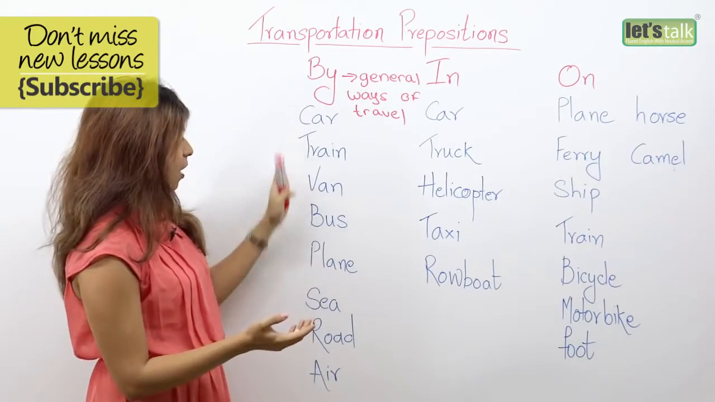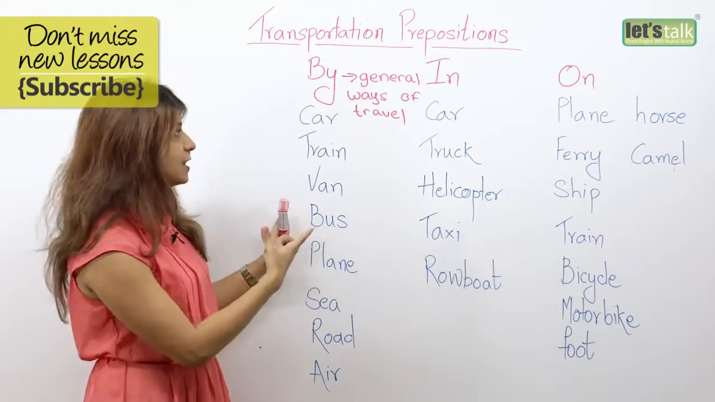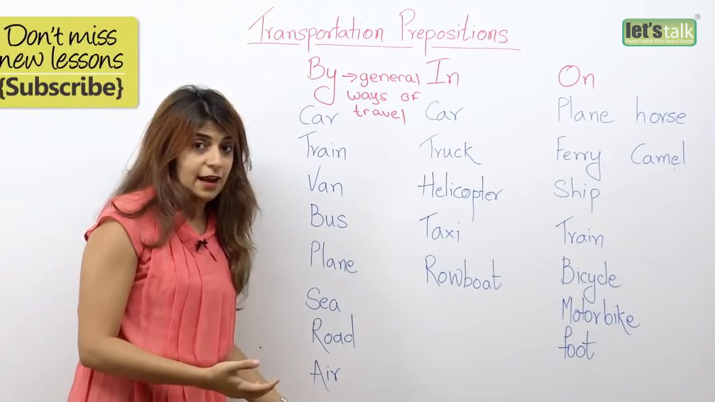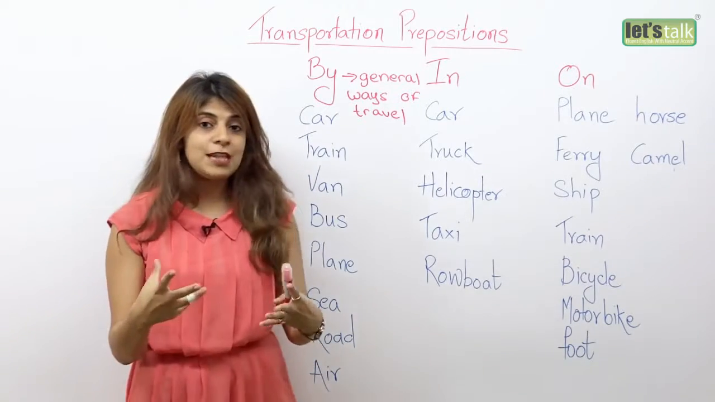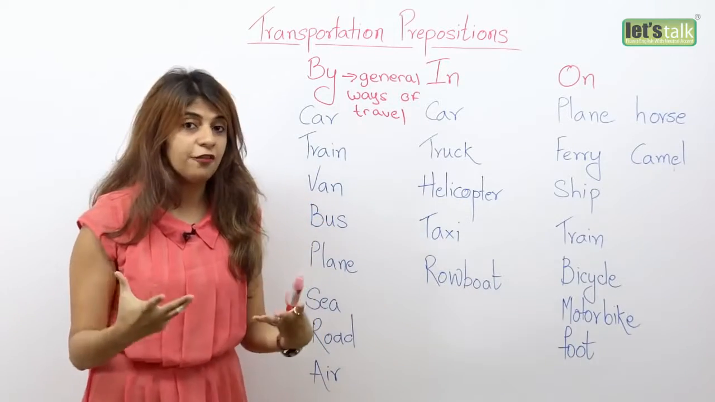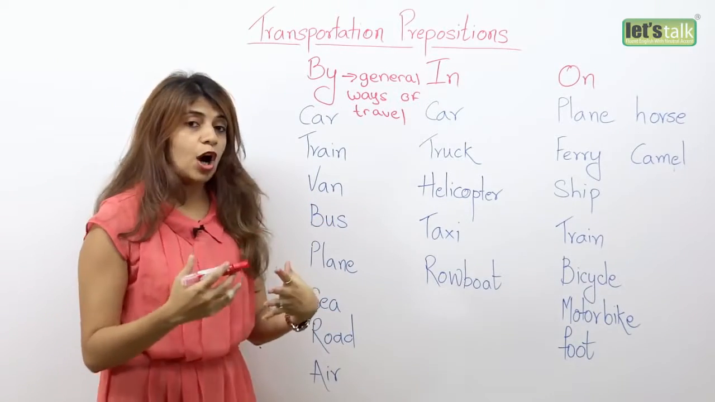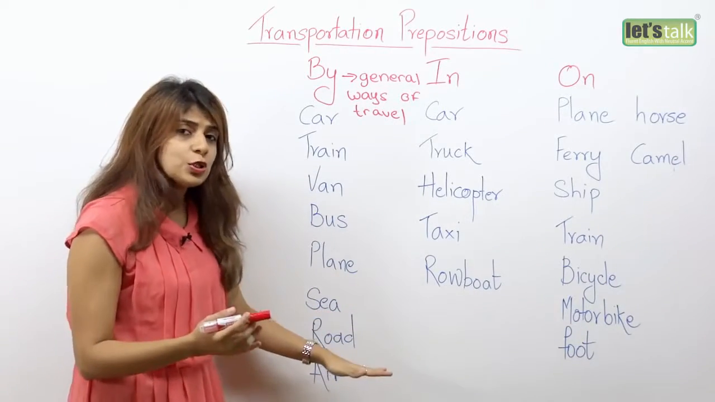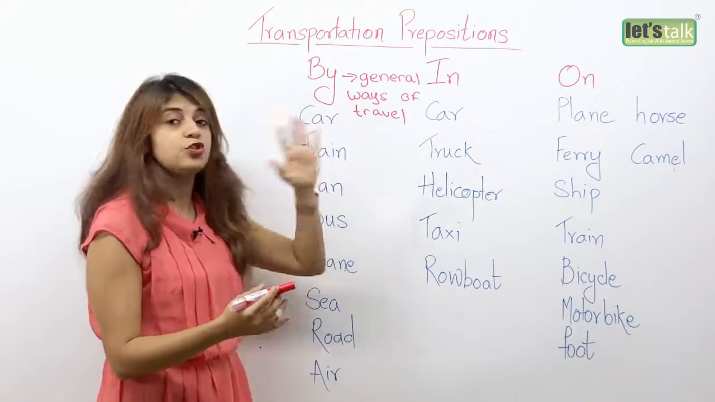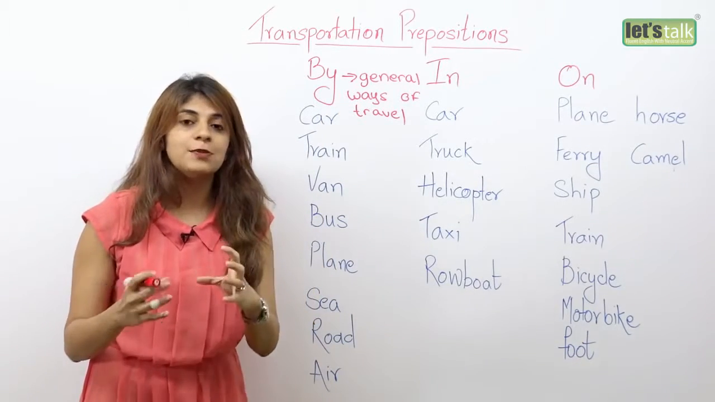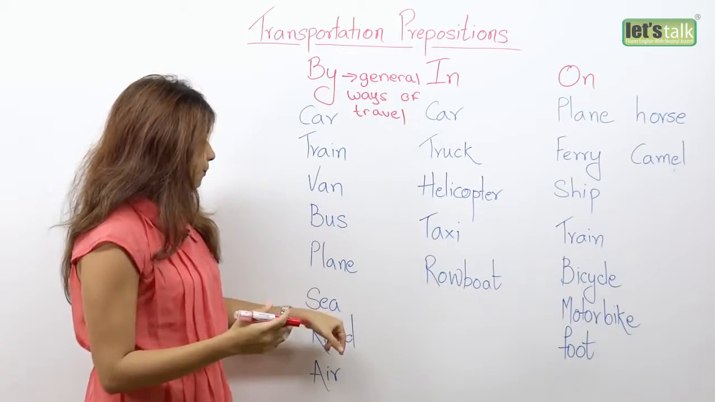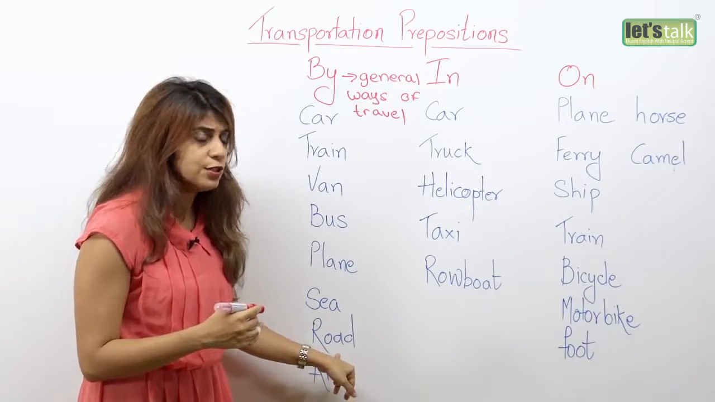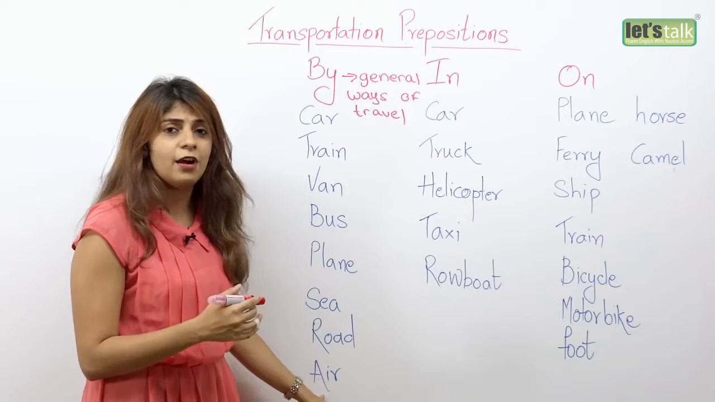Now these are the vehicles, right? Transportation vehicles. But now here, if you see, sea, road, and air, these are transportation environments or surfaces. So even when you are not talking about a particular vehicle, in general, you can also use the preposition by to talk about the transportation surface. So, I went by sea. We are traveling to Delhi by road. We are going to go by air.